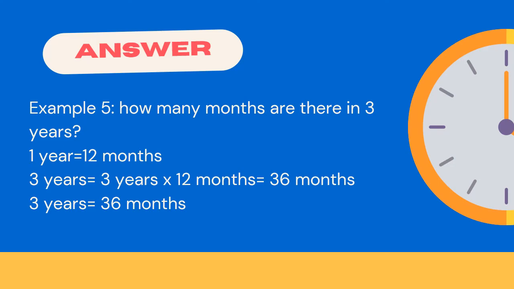To answer the last problem, let's identify how many months there are in 3 years. Remember that 1 year is equal to 12 months. 3 years multiplied by 12 months is equal to 36. Therefore, there are 36 months in 3 years.